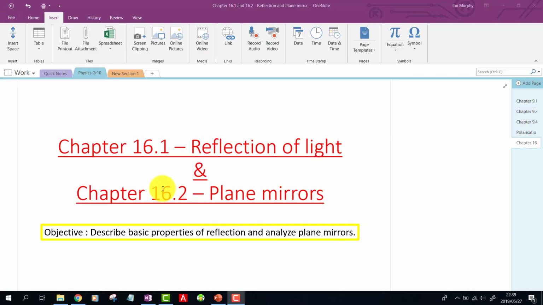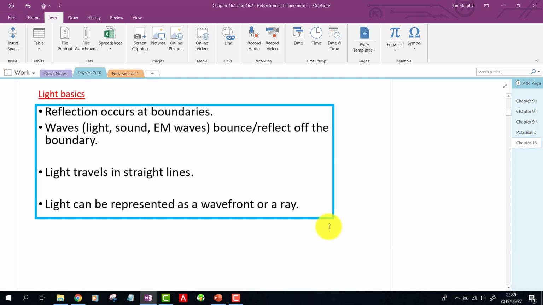This video is about chapter 16.1, reflection of light, and chapter 16.2, plane mirrors. Our objective is to describe the basic properties of reflection and analyze plane mirrors. The basics of light. Reflection occurs at boundaries.